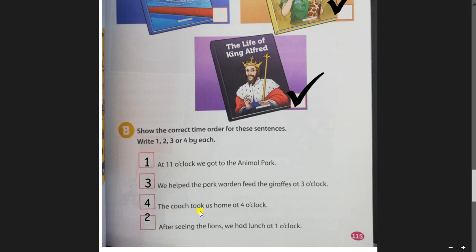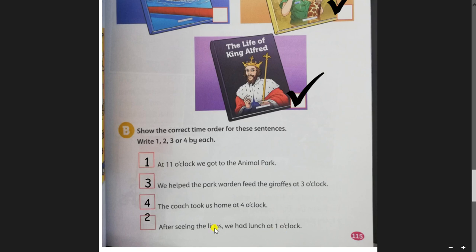The coach took us home at 4 o'clock. After seeing the lions, we had lunch at 1 o'clock. So this one is about time order. First time is 11 o'clock, right? So that's why here is number 1. And then 3 o'clock or 4 or 1?